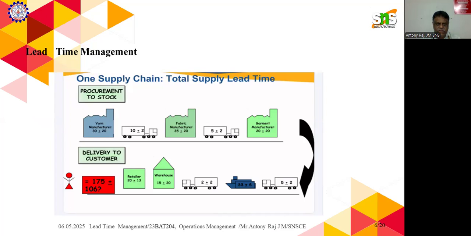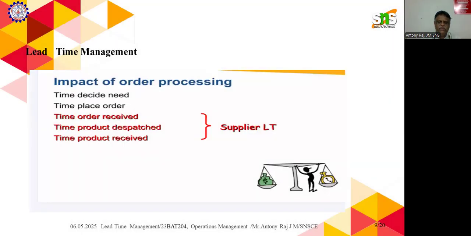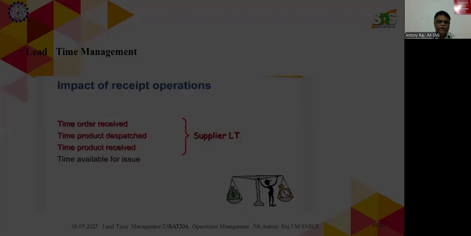If you look at an example of a yarn manufacturer, there's a logistics part. Then it goes to the fabric manufacturer. Then it goes to the garment manufacturer. Then it gets shipped. Then it comes to the warehouse. Then it comes to the retailer. It's a beautiful visual representation of the various intermediaries involved and how the lead time is involved. All of these are explained in the subsequent slides.